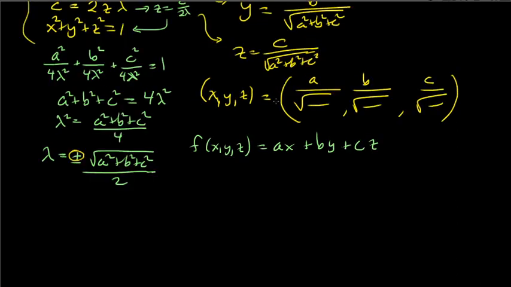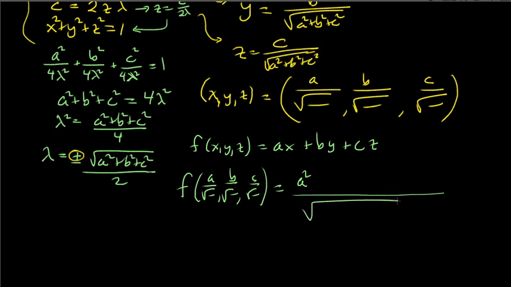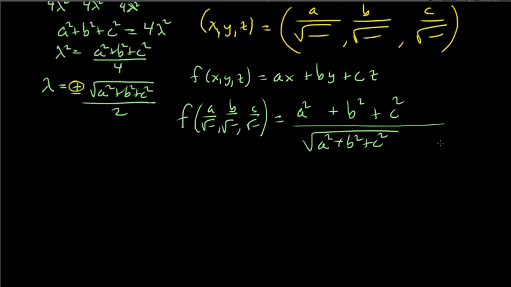So if we plug these 3 numbers into the function, a over the square root, b over the square root, c over the square root, we get what? We get a times a, so a squared divided by the square root. Now notice the square root is going to be the same thing in all 3 denominators, so I'll write it out this time. But then the numerator will be a squared plus b squared plus c squared. So that's the maximum value in terms of a, b, and c.